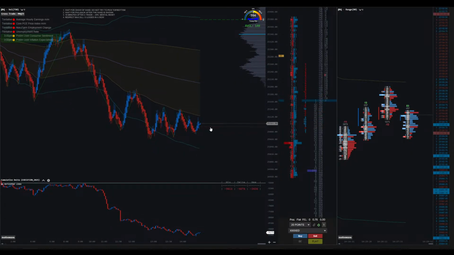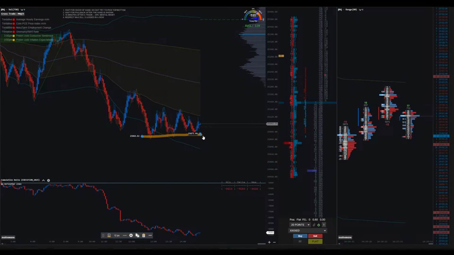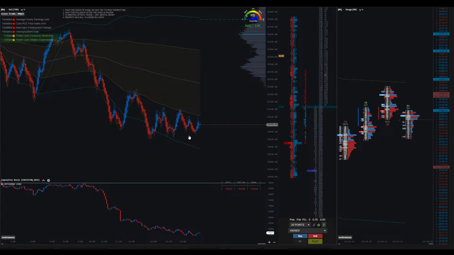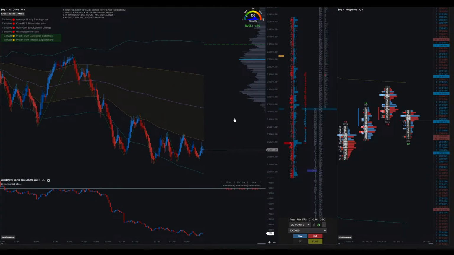We are at the weekly -2, so that's an extreme in terms of selling. We are finding support right here. Does this mean I'm going to buy? No. Let's see how it develops.